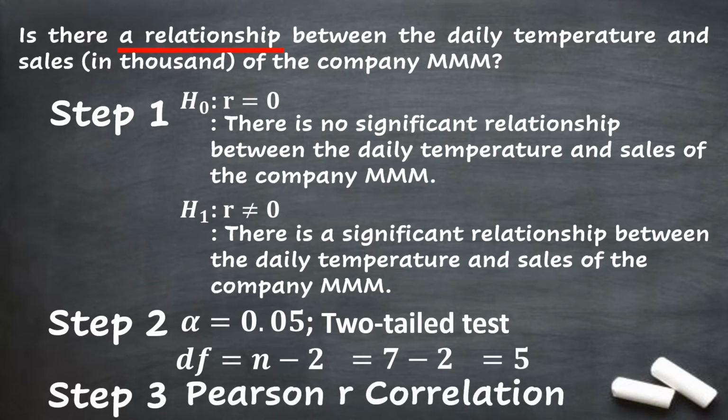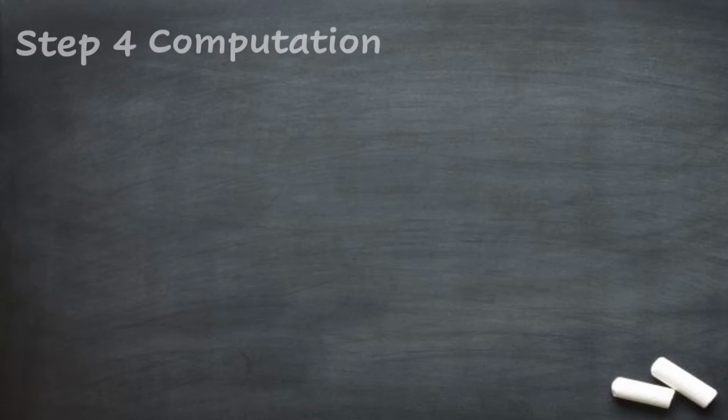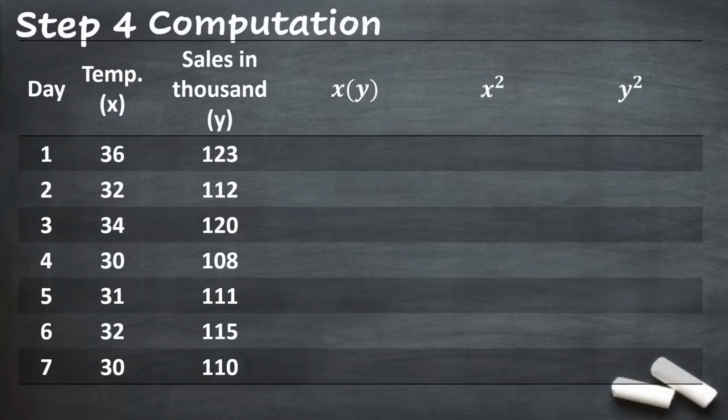Step 3, identify the statistical test that you're going to use for this given word problem. Step 4 is the computation. Let us first discuss what you are going to do if you want to solve this manually. So we go back to the table that we had a while ago, and we will try to solve for the values that we need in the given formula. We disregard the first column since it's just the number of days and it is not important in our problem. So we just have to focus on the first variable, which is the temperature, and the second variable, which is the sales in thousand.